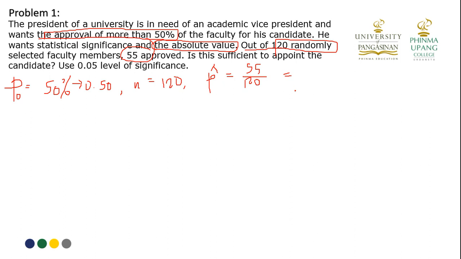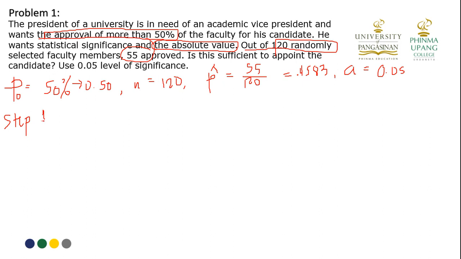Tapos, yung 55 divide 120, 4 decimal places na lang if mayroong 4 decimal places po. Sir, 0.4583. Thank you. Tapos yung alpha, sabi niya dyan is 0.05. So, kompleto na tayo. Pwede na tayong mag-step 1.